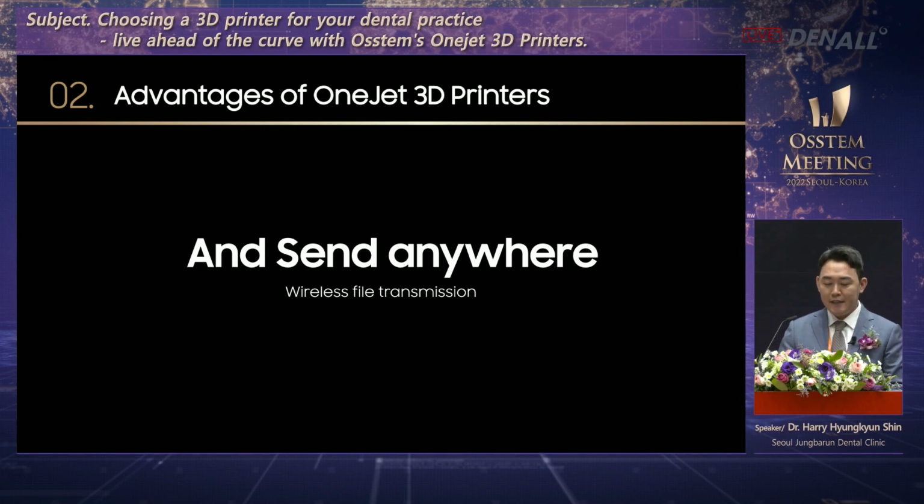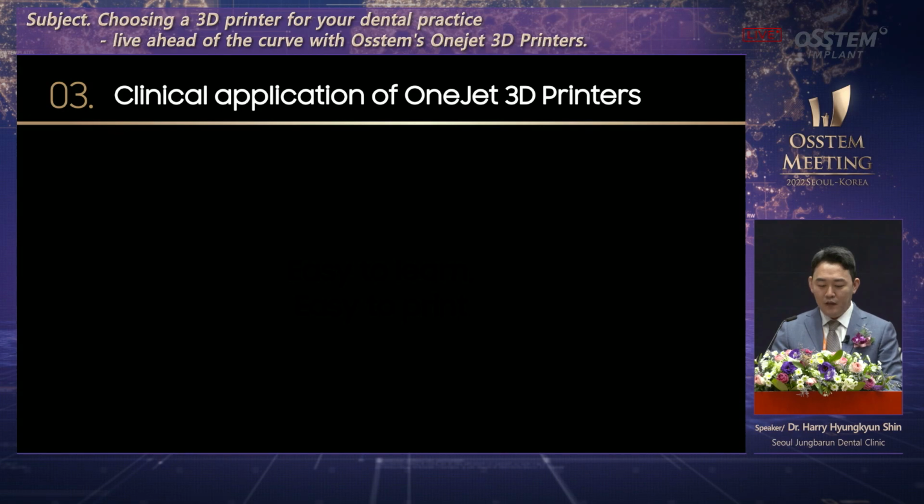And the wireless file transmission is enabled. One-jet LCD 3D printer uses the One-jet slicing program. It can be printed immediately by sending the file wirelessly. So you don't have to go through the manual file transmission.